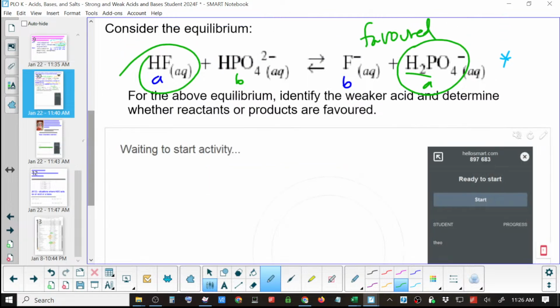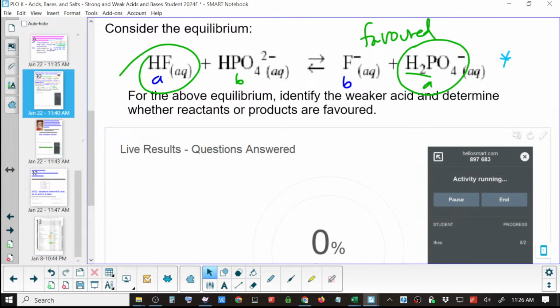Practice. This is more like just looking at it and doing it, so I didn't want to have you running to the board, so I'm going to try this again. Starting activity, go to hellosmart.com and type in 897683. Oh, I like this game.